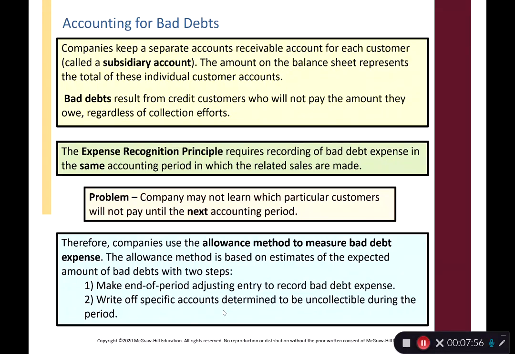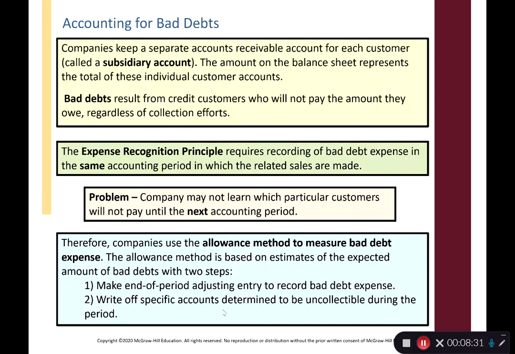We can't wait to find out that the customer is a deadbeat and is bankrupt and won't pay us, because we'd be violating the expense recognition principle under GAAP. So the problem, again, is that the company may not learn which particular customers won't pay until a future accounting period, so they're forced to come up with an estimate. So the way we do this is we use what's called the allowance method to estimate bad debt expense. The allowance method is based on estimates of expected amounts of bad debts, and it involves two steps.